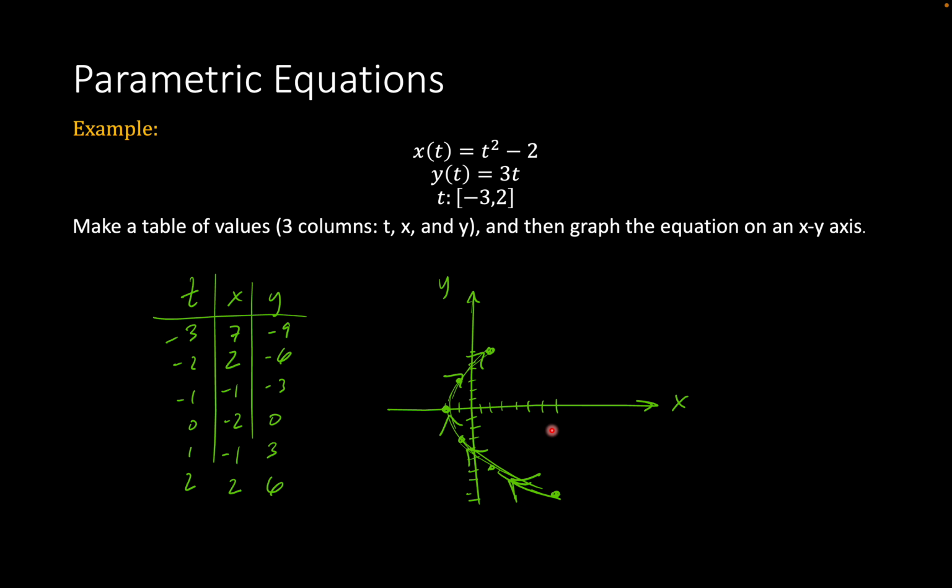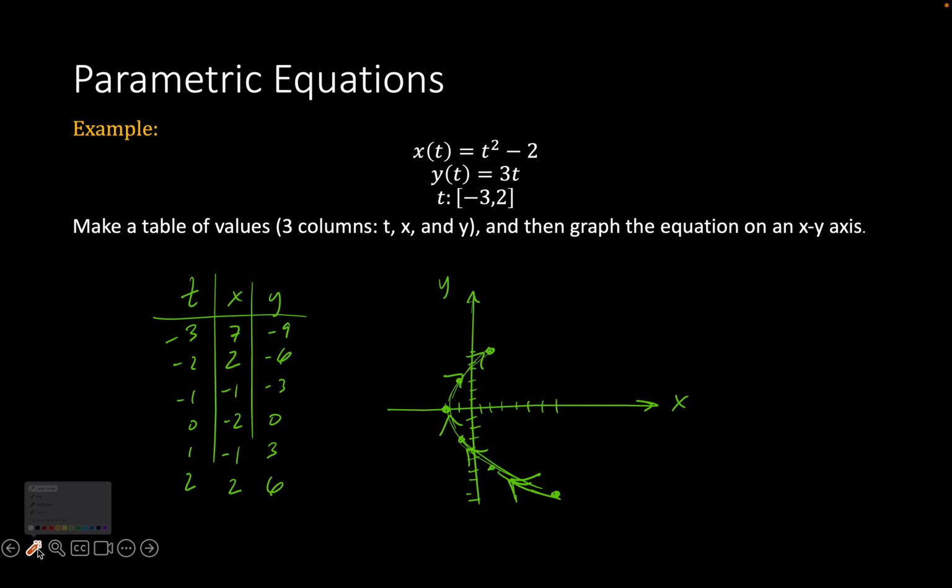And this is how it would turn out. So going with t in the closed interval from -3 to 2, I just did integer values here. I can find values of x and y that correspond by plugging into the equations. To find x, I would square the value of t, that would be 9, minus 2 is 7. To find the value of y, I would multiply t by 3, so that's -9 over here. And then in the xy plane, I can plot one point at a time. So I can plot the points (7, -9), (2, -6), (-1, -3), (-2, 0), (-1, 3), (2, 6).